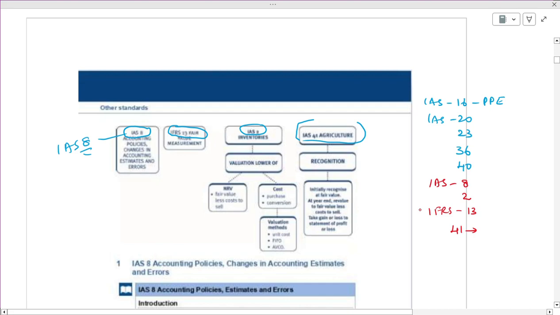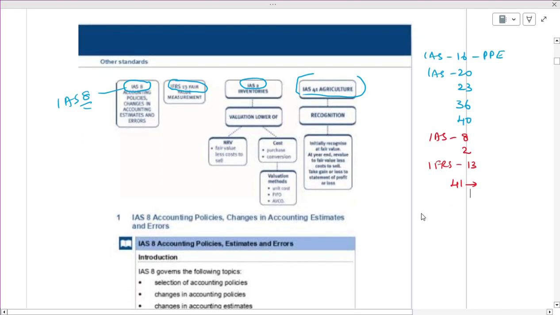Agriculture and biological assets. We will do auditing for everything; we should have it complete. Now what happens in IAS 2? I told you there are two methods of valuing inventory: lower of net realizable value or cost. Whichever is less, we have to take it. Net realizable value is fair value minus cost to sell.